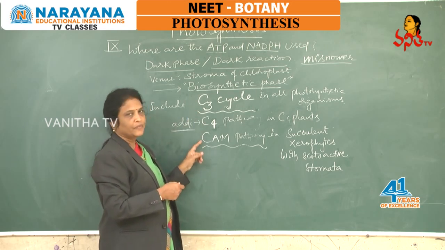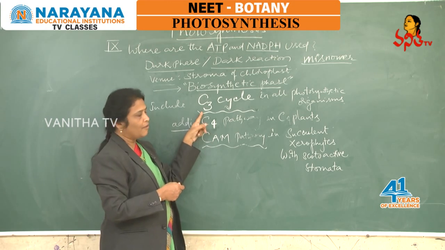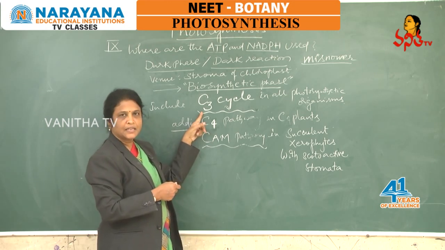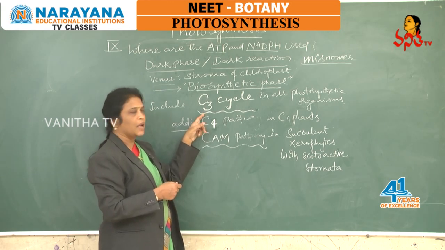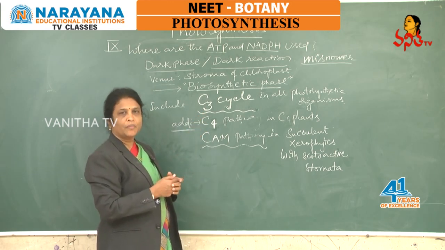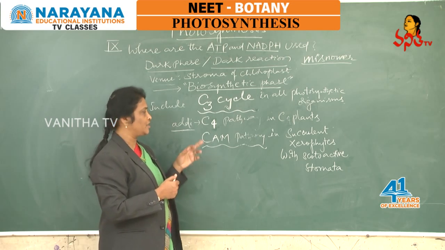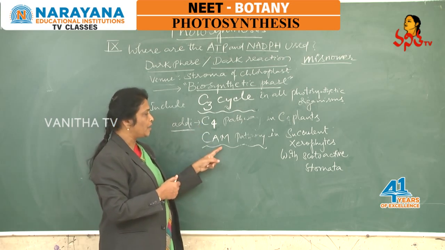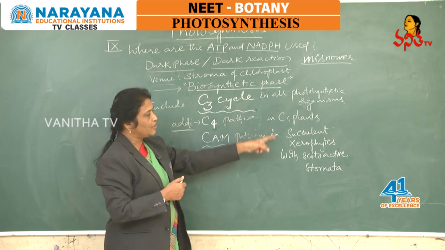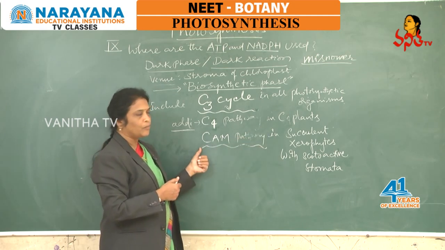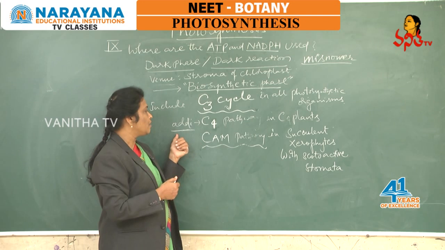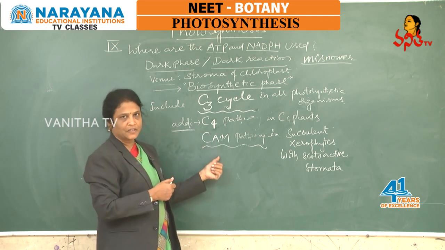Among these three, the C3 cycle is universal, found in all photosynthetic organisms, common for all photosynthetic plants, and that is the pathway by which carbon dioxide is reduced to carbohydrate. Whereas the C4 pathway and CAM pathway are specially found in certain plants, and they perform only CO2 fixation, and they are meant for additional CO2 fixation.